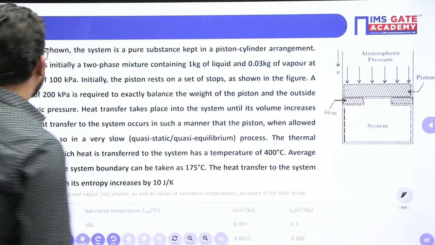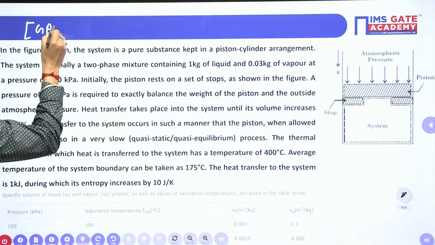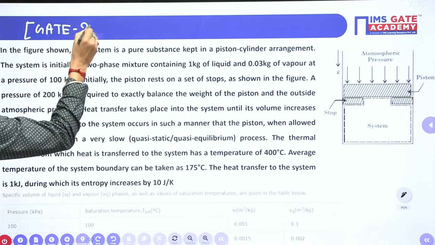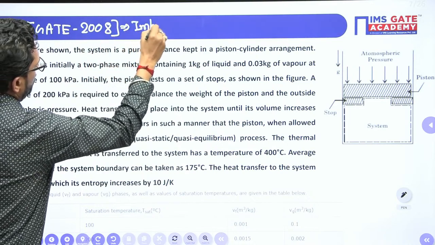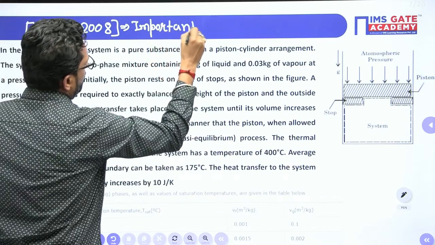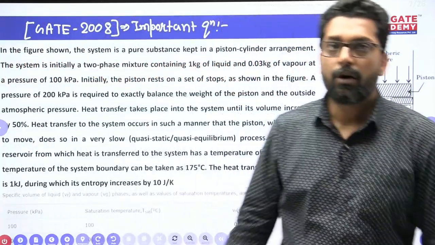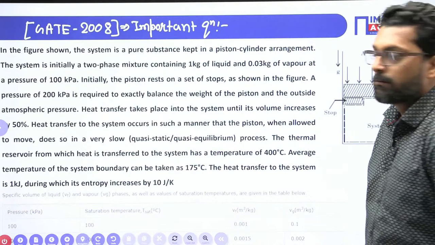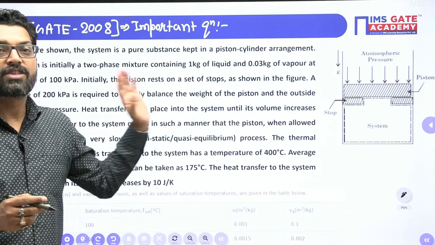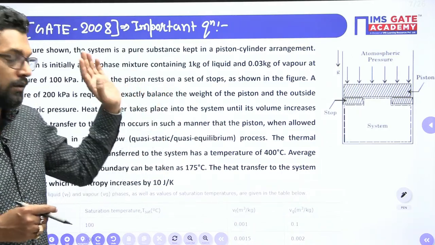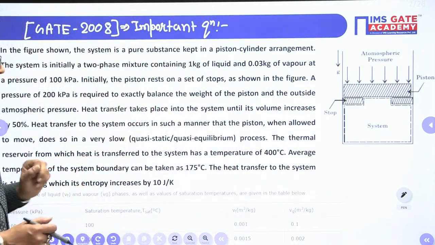Okay. So this question, beta, I am taking intuitionally. This is for GATE 2008. Important question, beta. This is a very important question. Why? Because in this question, lots of books are making a mistake, and they sometimes try to make mistakes. So what is the mistake? We'll verify this.